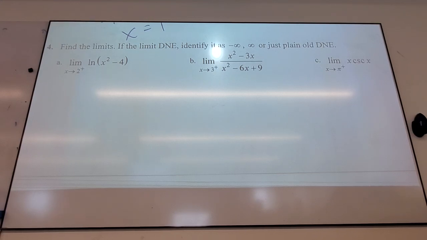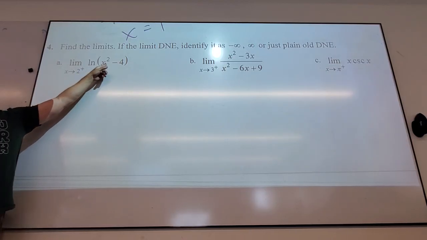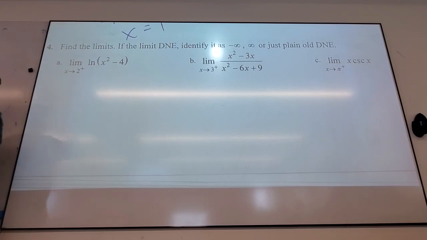Why did I say that? If I would have put a negative up there, what kind of numbers would you try to plug in if you were making a table of values? If I replace the 2 positive with the 2 negative, well, what does a 2 positive mean? Coming from the right. So 2.1, 2.01. What if I would have put in negative? 1.9, 1.99. If I do 1.9 squared, isn't that less than 4? Would I get a negative number? You guys with me? So I had to put 2 from the right. Otherwise, it would have been dead in the water.